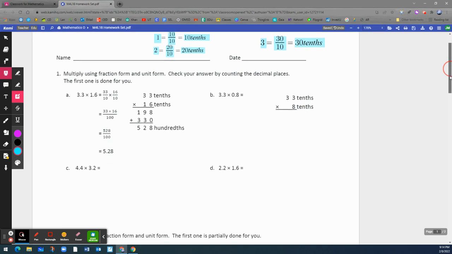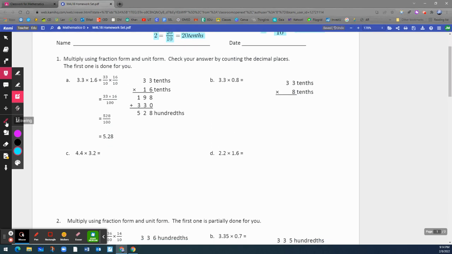All right, let's get into the meat of this lesson. Multiply using fraction form and unit form, which is what we're going to be doing soon. Check your answer by counting the decimal places. The first one is done for you, so you can check this one out on your own so you can understand what happens.